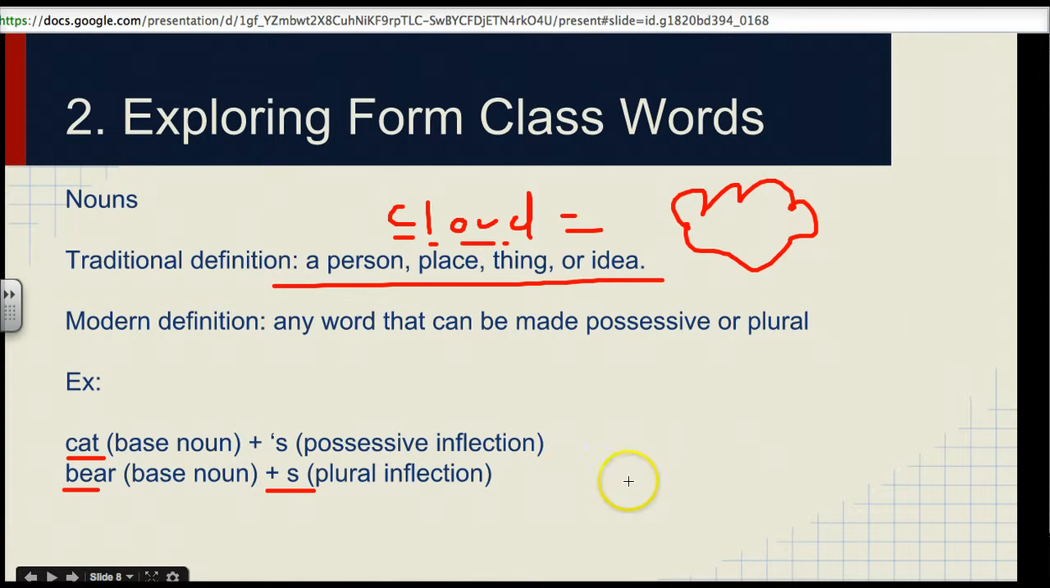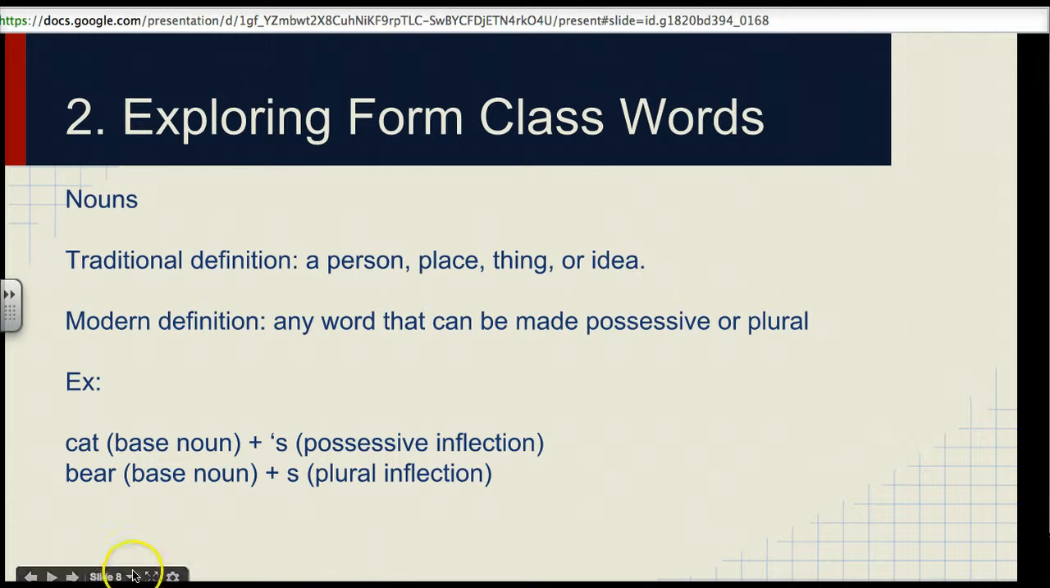And we all know, we could have plenty of irregular things here and other standards of language that we would have to deal with to make something plural or possessive. But on the whole, if it can be done, typically that means that it's a noun.